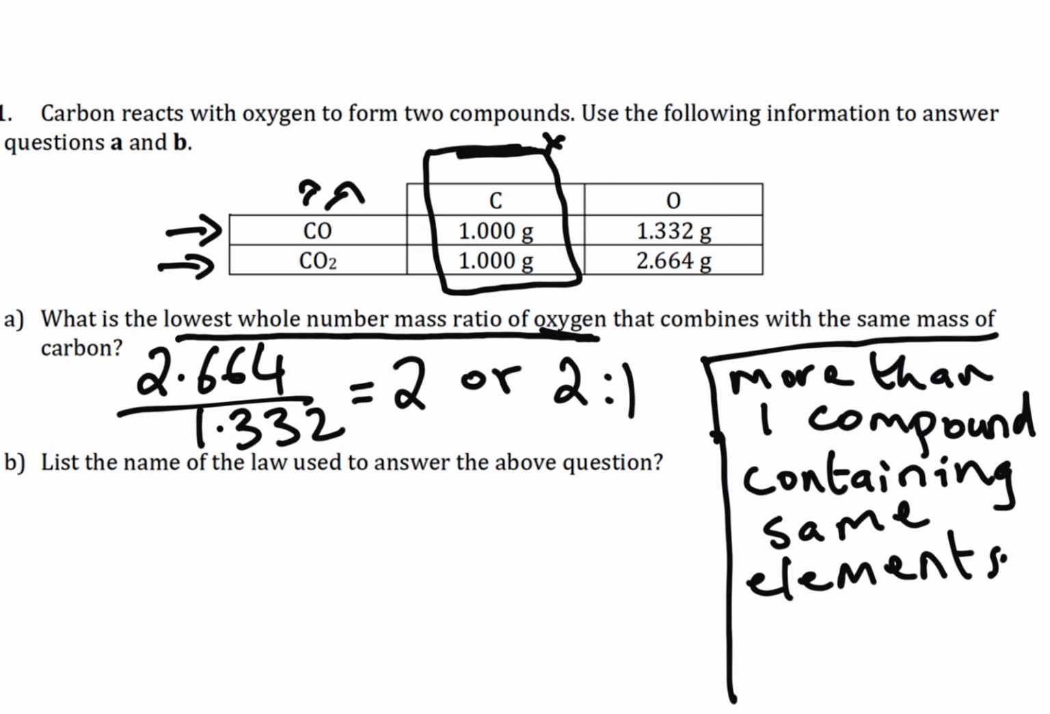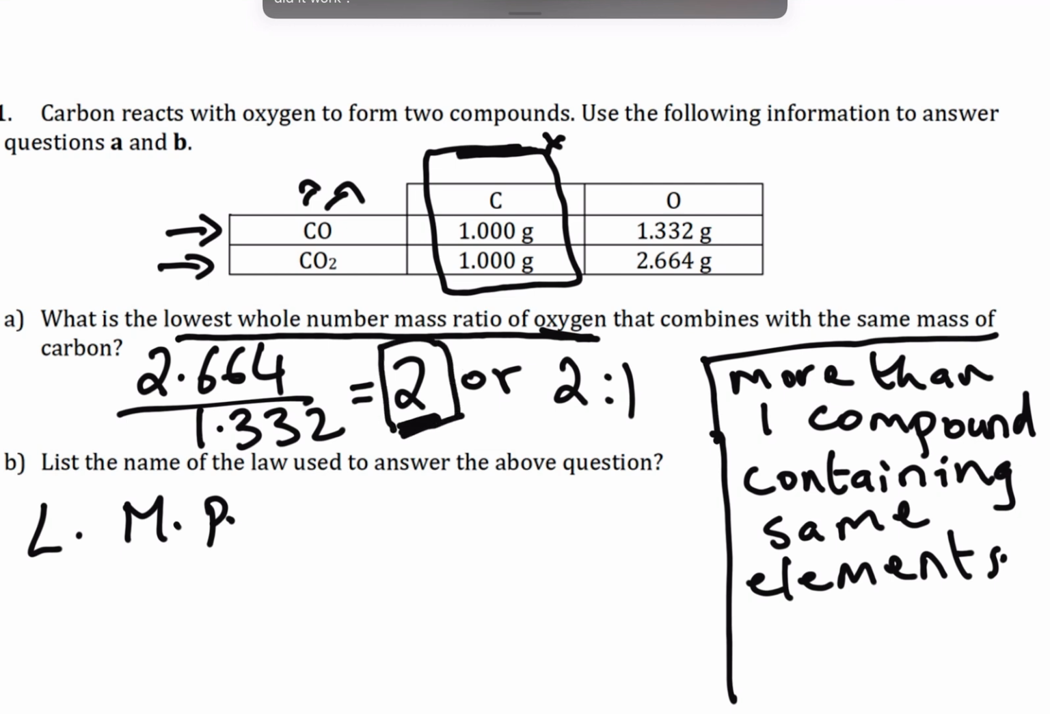Now this is what you have to do. Coming back to part B, list the name of the law used to answer the above question. It is the law of multiple proportions. One thing you need to remember to check whether your answer is correct or not: it should be a whole number, girls. If it is not a whole number, that means you made a mistake, so you go back and check your answers. Okay, I hope this is clear.